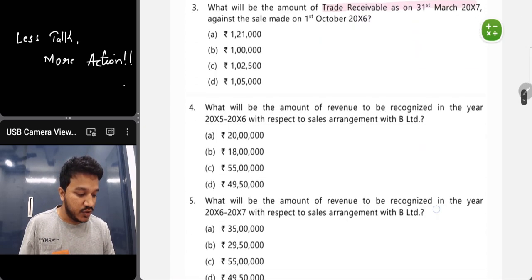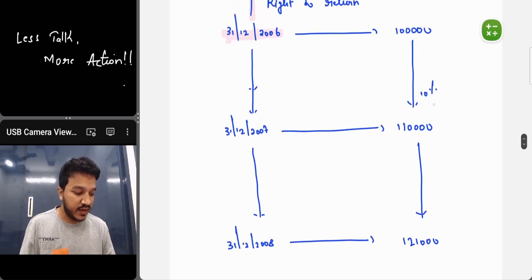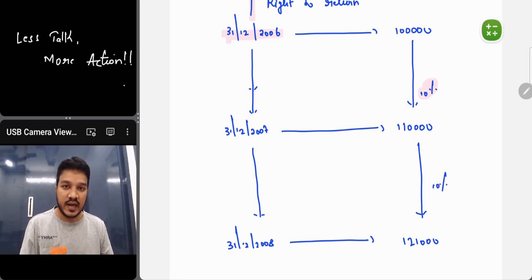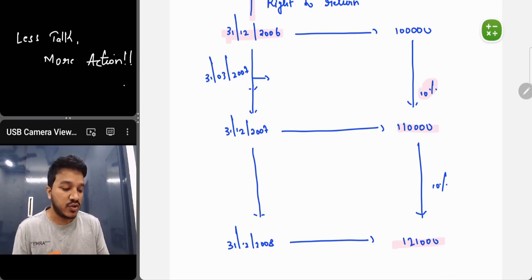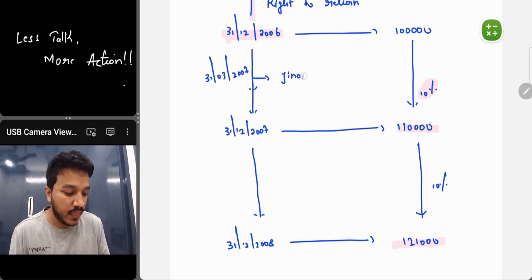By adding 10,000 each and every year, this 10% is finance income. Next year also you will add another 10% to this 1,10,000, and you will be getting 1,21,000. Clear? Now the second question: 31st March, the year end, 2007. What is the finance income on 31st March?